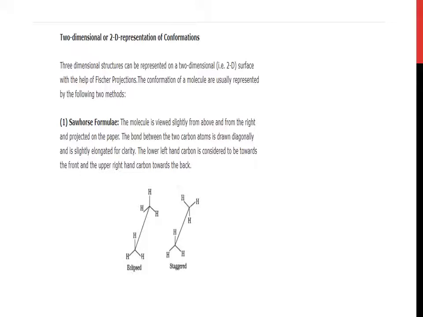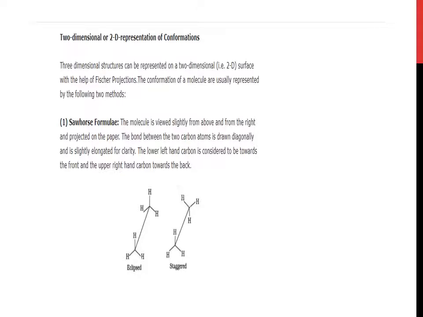In case of staggered, I give you a trick. As the staggered, S means stable, S. Staggered is more stable. Why? You can see on the screen the two hydrogen atoms at the top are quite away from the two hydrogen atoms at the bottom. Means there is a lot of distance between them. If there is a lot of distance between them, there is less repulsion. If there is less repulsion, it means they are more stable.